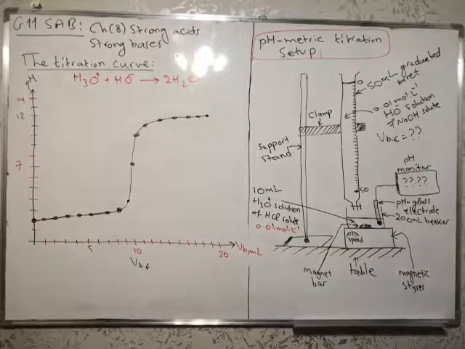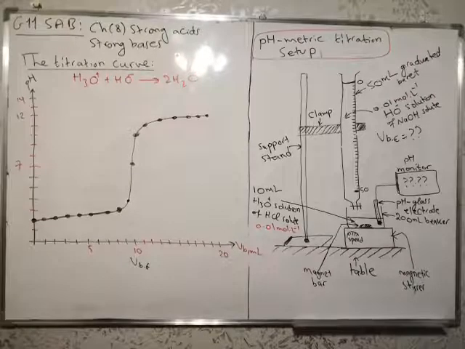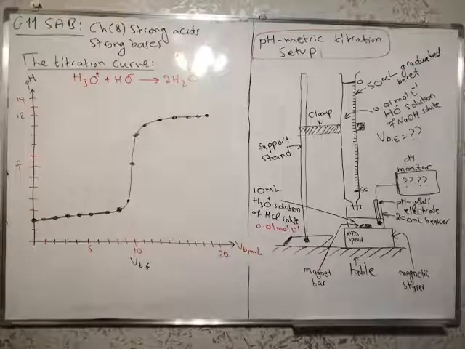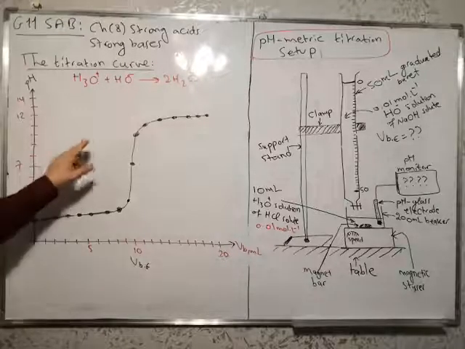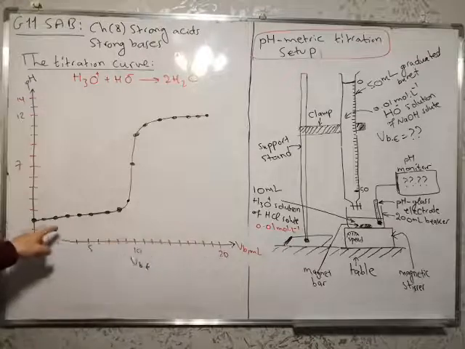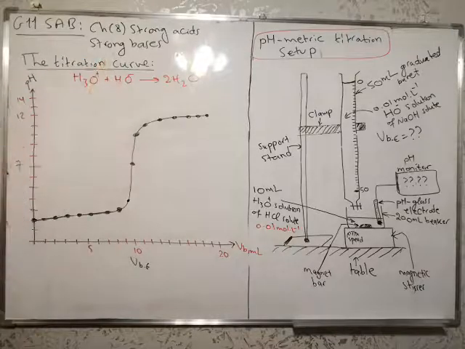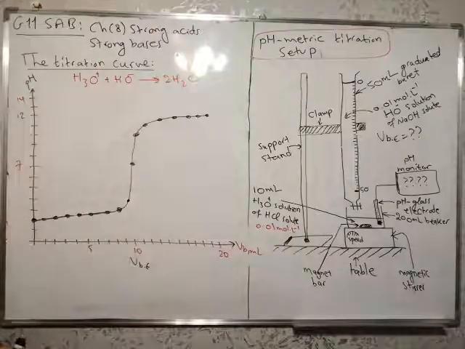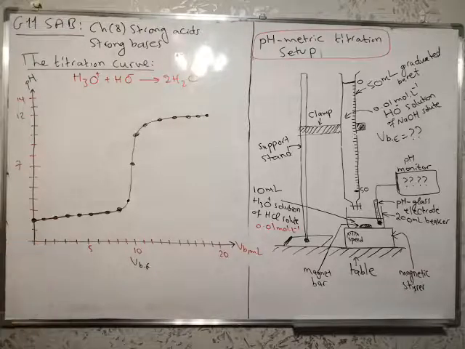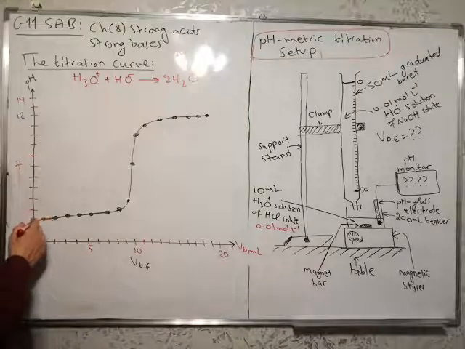Hello everybody again. We are going to continue chapter 8, strong acids and strong bases, the titration curve. What are the characteristics of such titration curves between strong acids and strong bases? We can see, as illustrated in this curve, there are three characteristic parts.